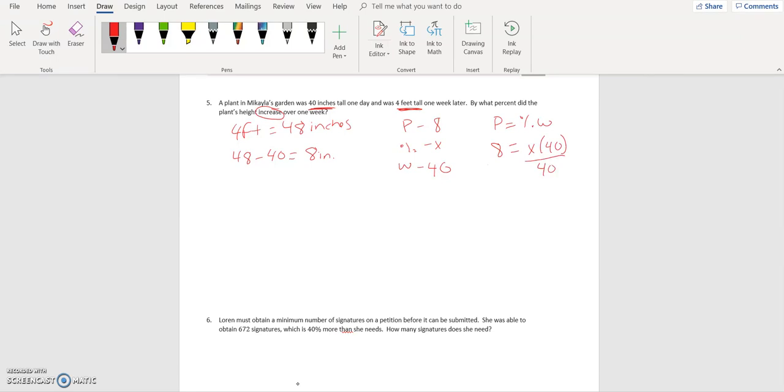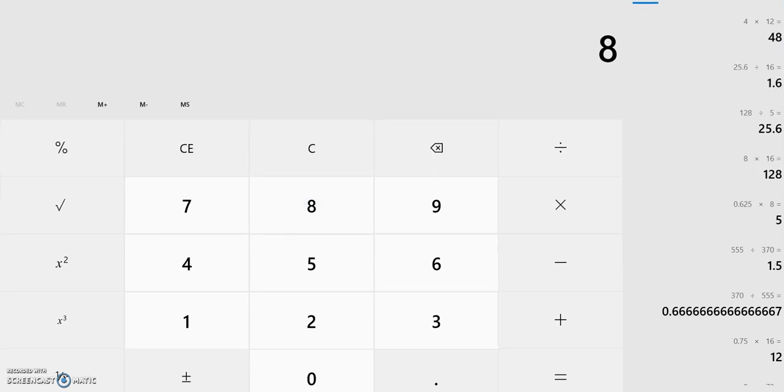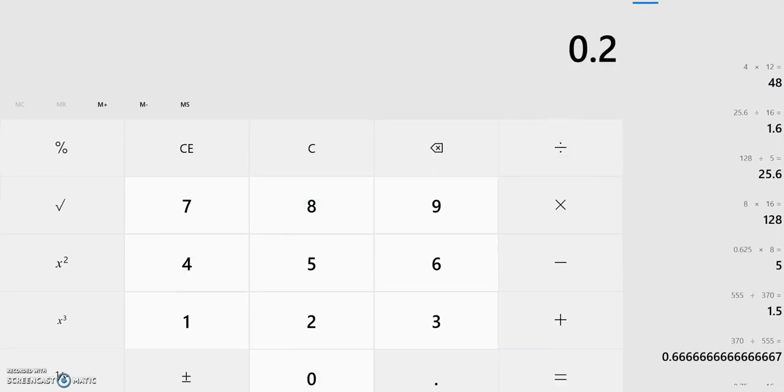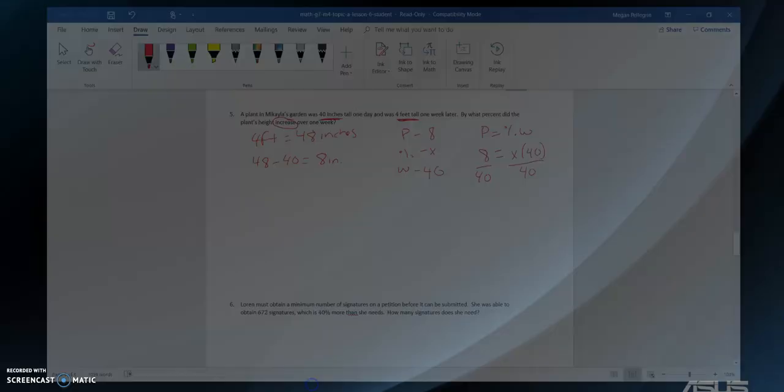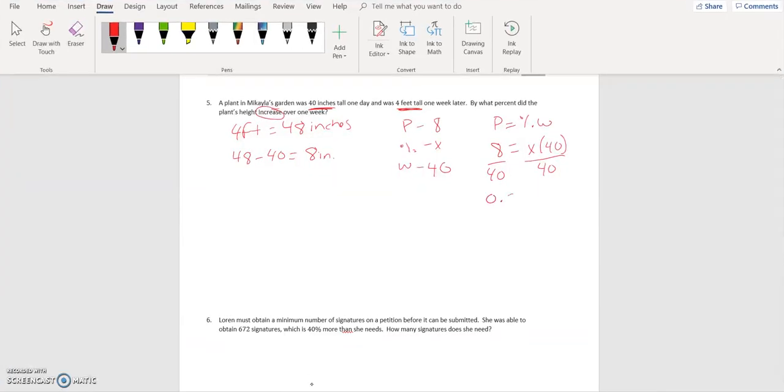Divide both sides by 40. And so when I do 8 divided by 40, I get 0.2. 0.2 equals x. X was a percent. Always go back and look and see what you were looking for. Move the decimal 2 places to the right. Gives me 20% increase. That plant's height grew 20%.